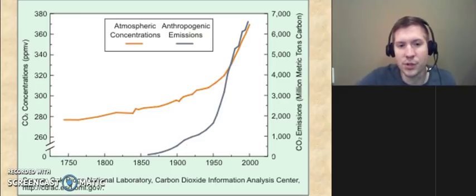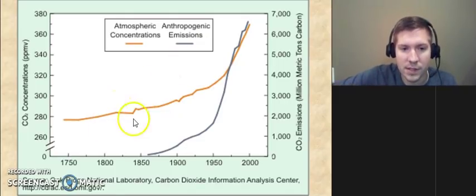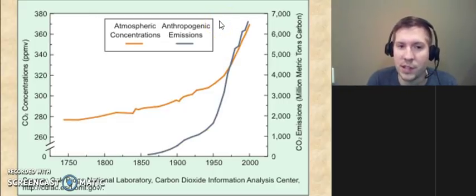Another graph here shows the concentration of CO2 in the atmosphere, that is the orange line, and anthropogenic emissions, which is how much we release, that is the blue line. And you can see as the blue line increased, then the orange line began to increase as well.